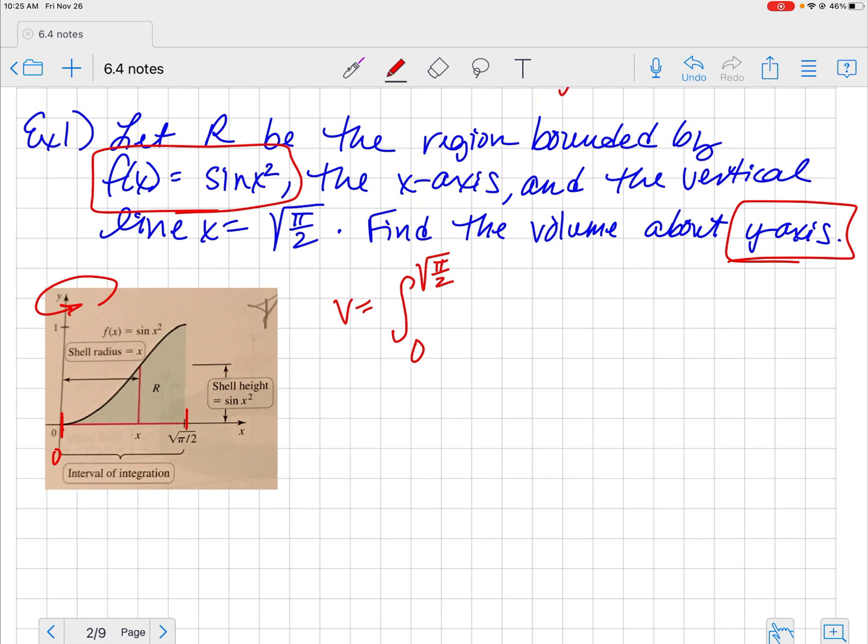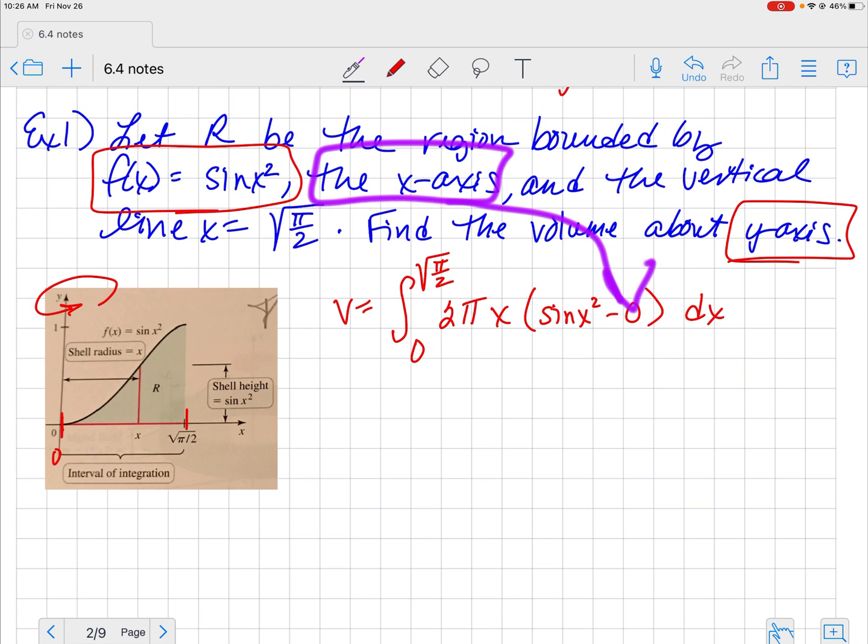And then I've got 2 pi RH. So you've got 2 pi. Because my differential is dx, my radius also has to be in terms of x because that's the value we're talking about. And then I've got my top function here, which is sine x squared, minus my bottom function, which is the x-axis. That's where that 0 comes in. Y equals sine x squared minus y equals 0.